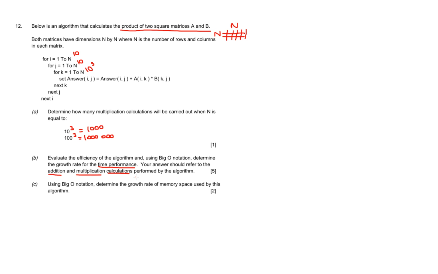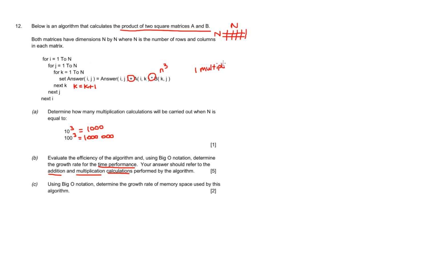Okay, the first step is to identify the addition and the multiplication carried out by the algorithm. So inside the K loop, I've got a multiplication in there and I've got a plus in there. I also have another plus when it says next K, because next K actually means K equals K plus 1, and that is an incrementation of K. So in actual fact, I've got 1 multiplication and 2 additions inside the K loop. And we worked out before that anything that happens inside the K loop is n cubed. So I've got 1 n cubed and 2 n cubed additions.